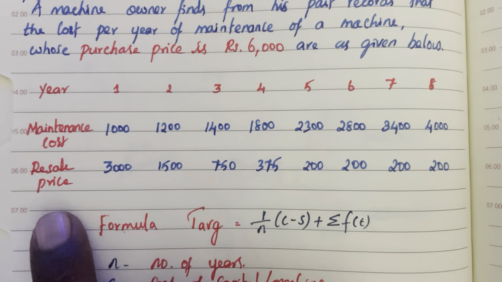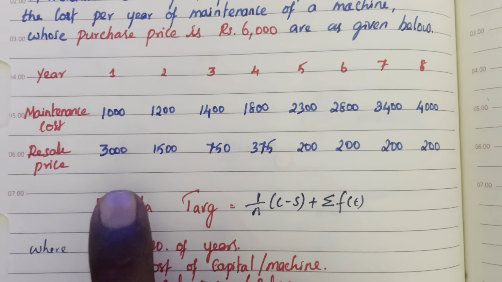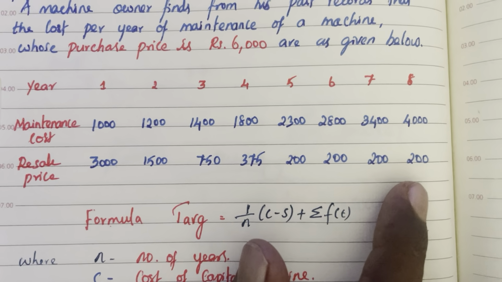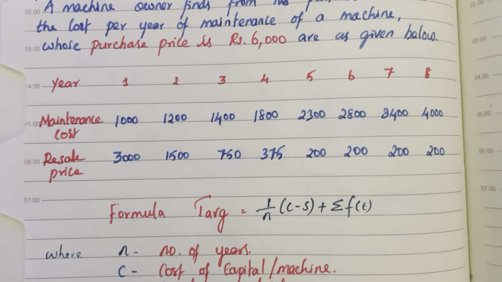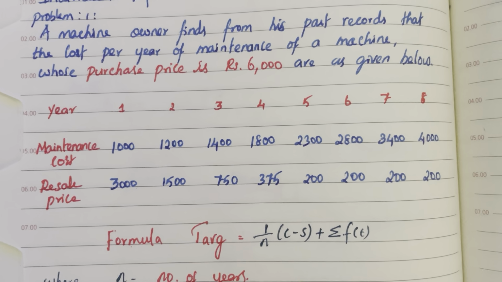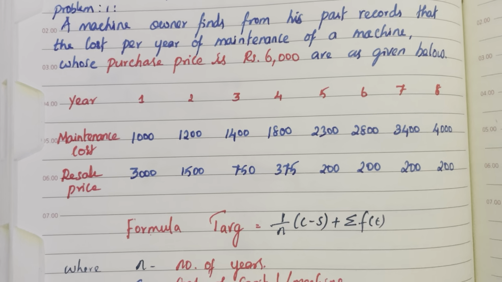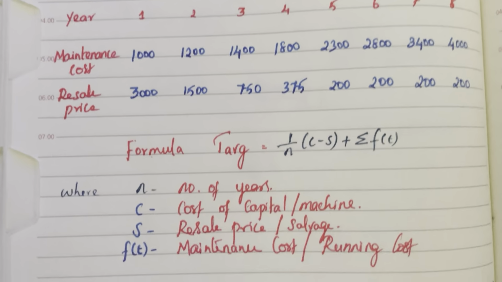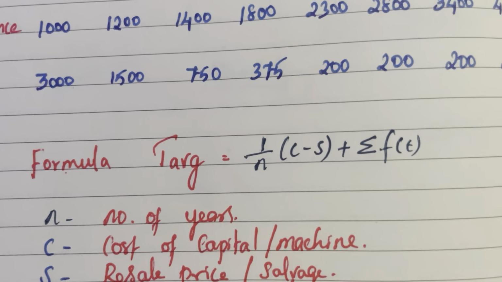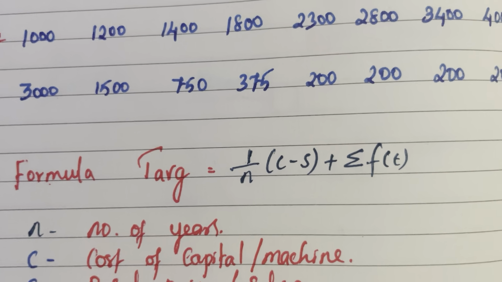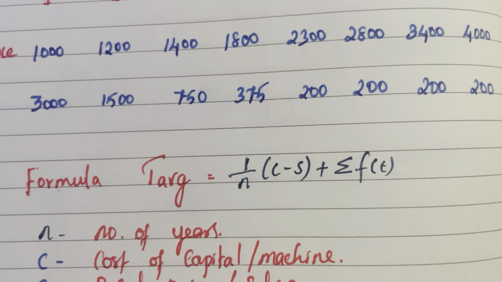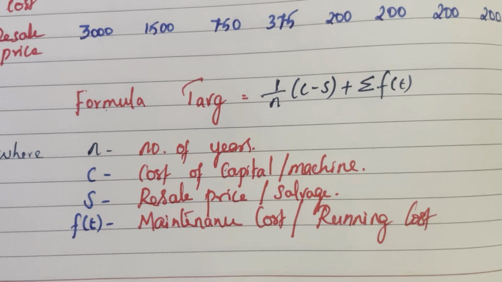We have one more value, which is the resale price. Initially it is on the higher side, and at the end of the 8th year you can see only 2,000 rupees. We need to decide at what time the machine has to be replaced, at the end of the 5th year or 6th year, that we need to find out. We have a formula to find that. The formula is T average equals 1 by n (C minus S plus summation of f(t)). Let us understand the formula.